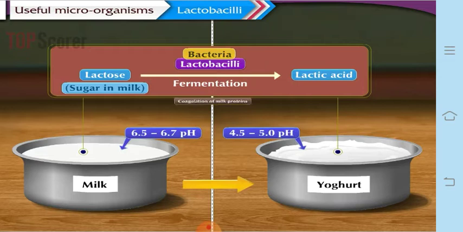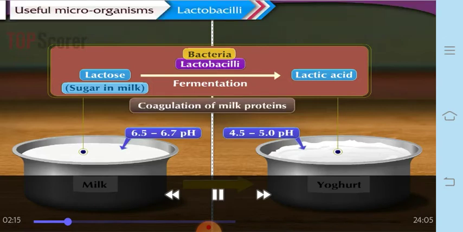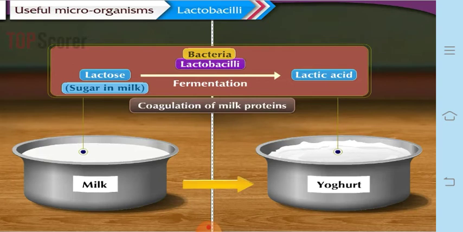So I hope you have understood how fermentation takes place by the lactobacilli. Lactose is converted into lactic acid and the pH goes down from 6.5 to 6.7, to 4.5 to 5 pH. That means it is a little acidic pH, and here coagulation of the milk protein takes place and it gets separated from the other part of the milk. So that means curd contains a lot of proteins.